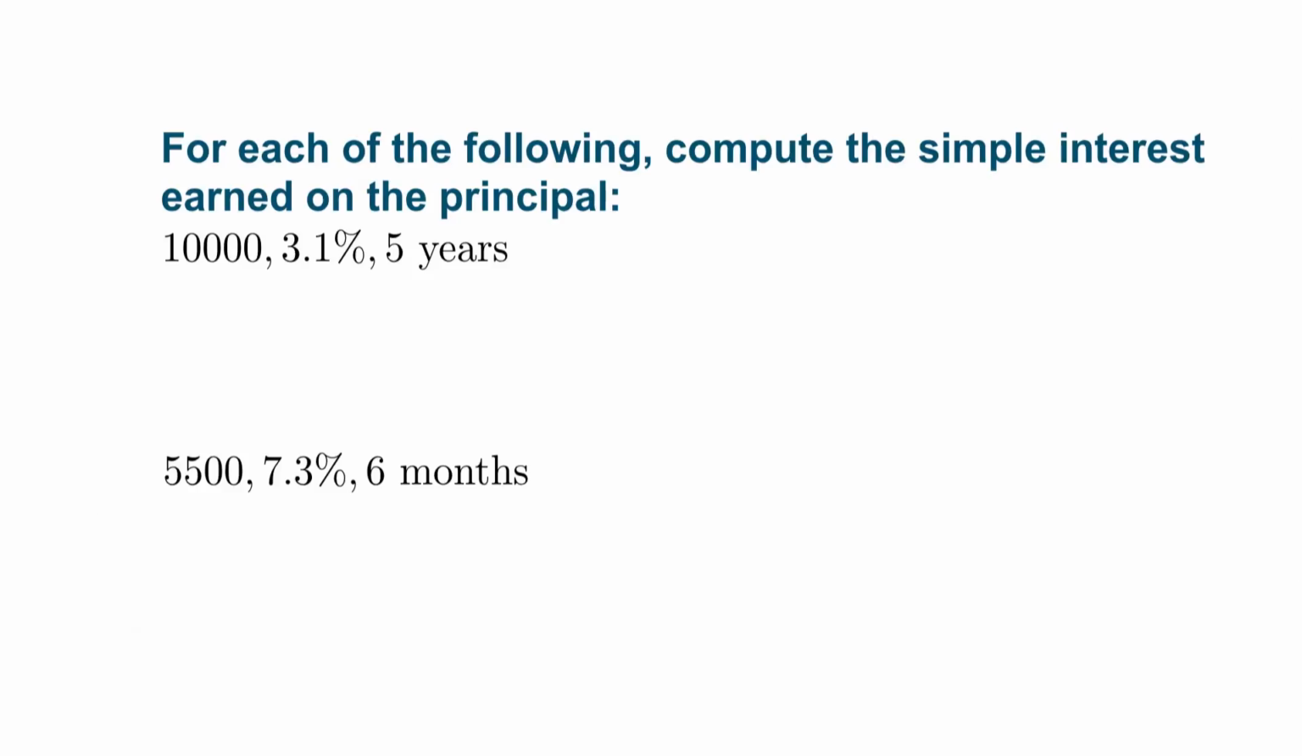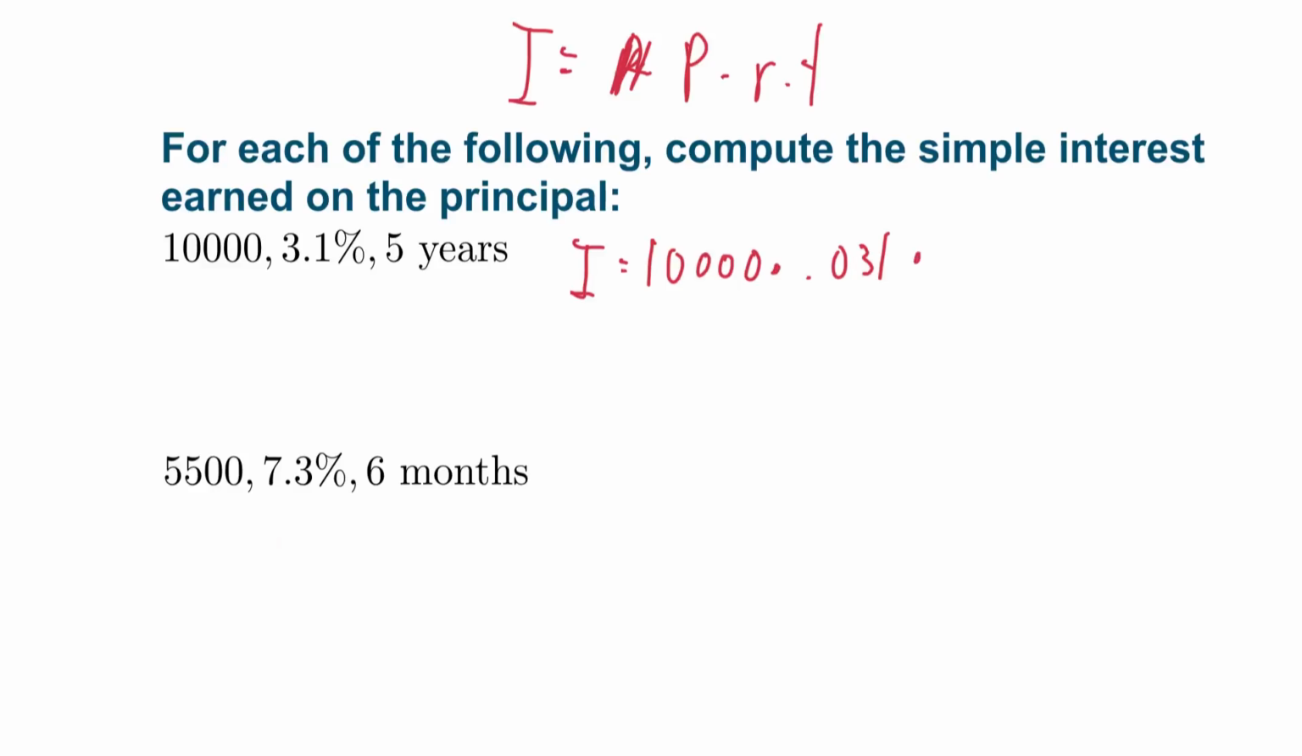So we simply follow the formula, which is I equals P times R times T. So here I is equal to 10,000, my principal, times my rate is 3.1%, so times 0.031, times 5 years tells me the amount of interest I'll earn in that time. It's about $1,550.